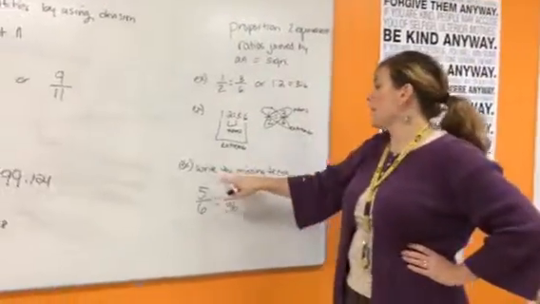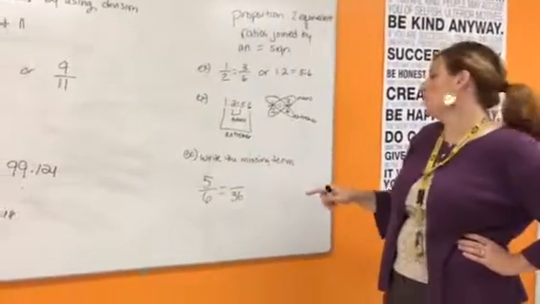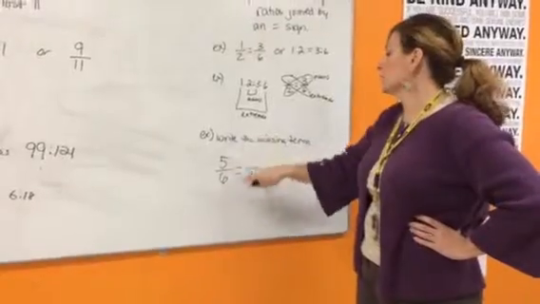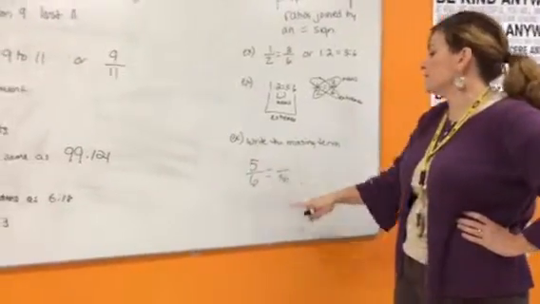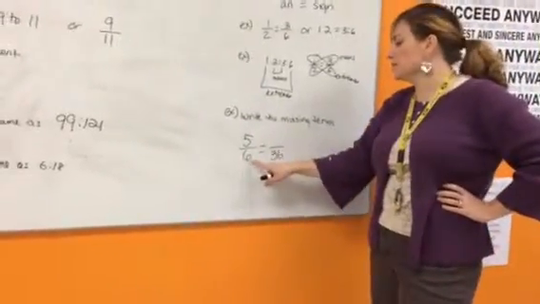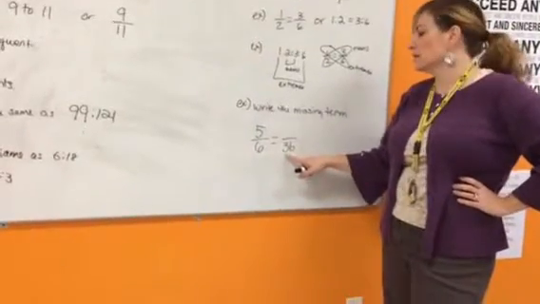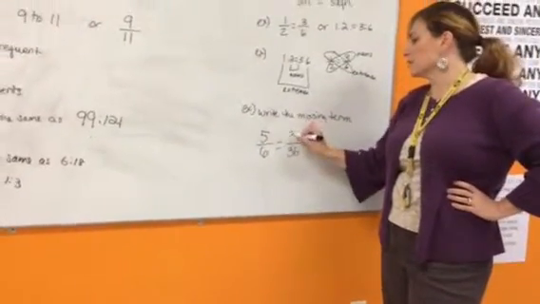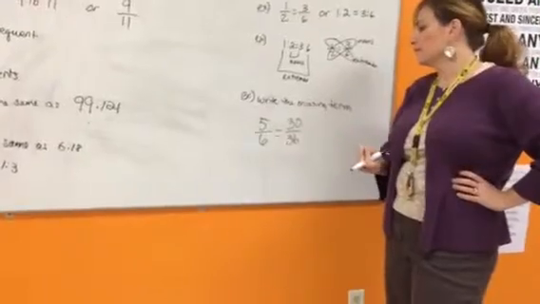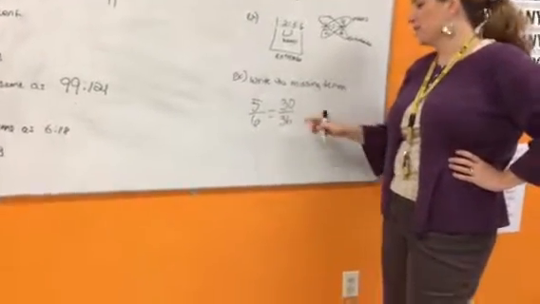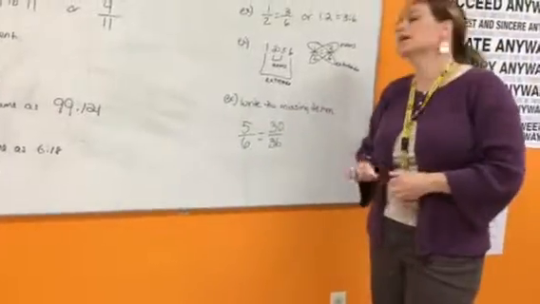Okay, so write the missing term. We need to figure out what term in here is equivalent to 5/6. So how do you figure that out? Well, 6 times 6 is 36. So what's 5 times 6? 30. Oh, oops. Okay, so 5 times 6 is 30. So this is the missing term.